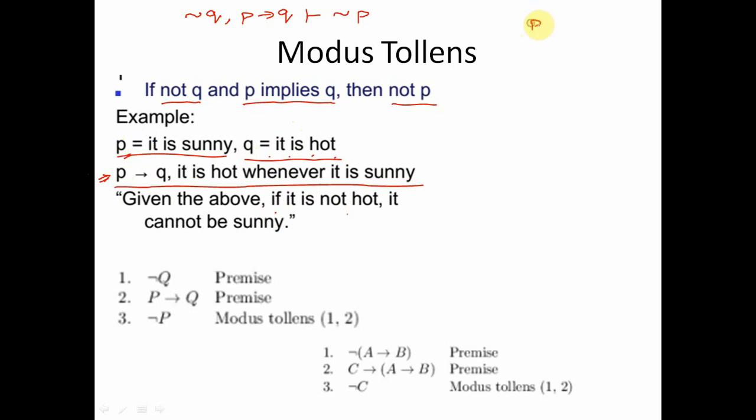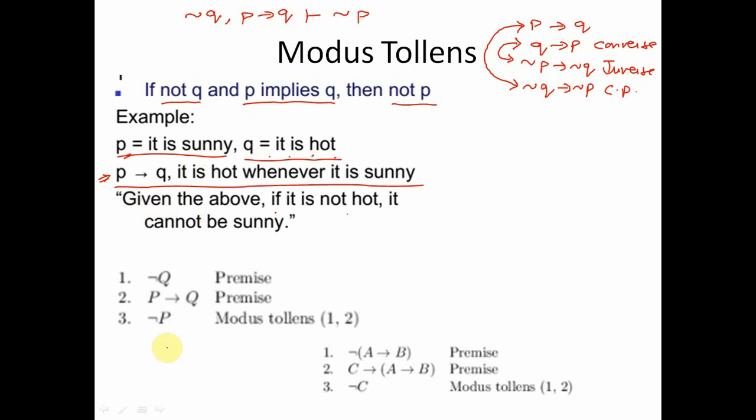Please remember the contrapositive for an implication is the same as the implication. If I simply write P implies Q, if this is the implication, then Q implies P was the converse, not of P implies not of Q was the inverse, and not of Q implies not of P was the contrapositive. And this and this are equivalent. So this is how you write modus tollens: negation of Q, P implies Q. These are the two premises and the conclusion will be negation of P.